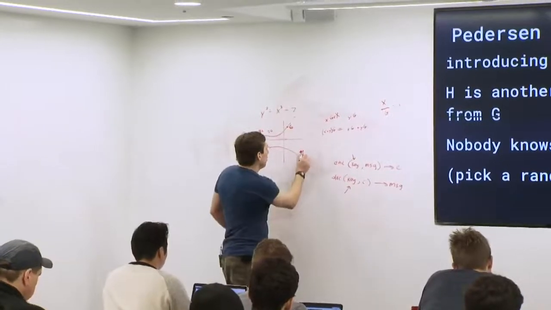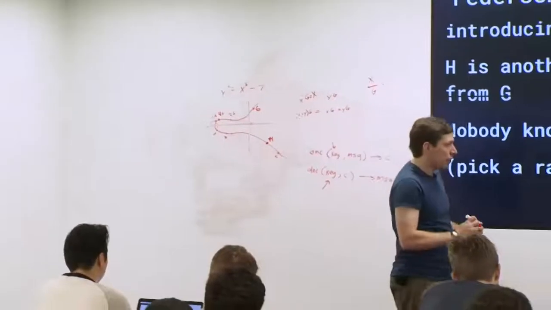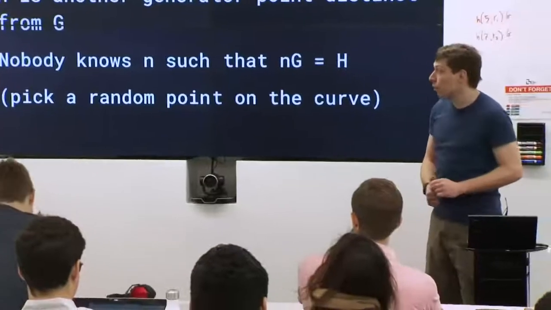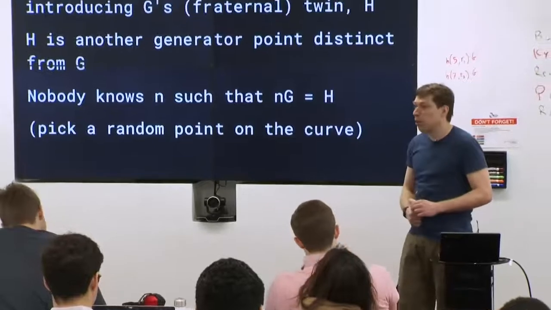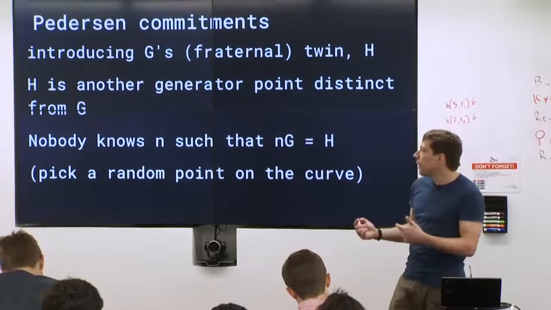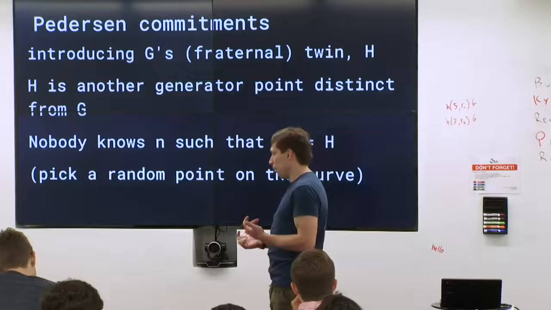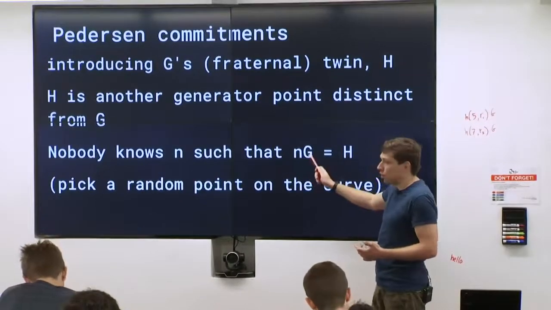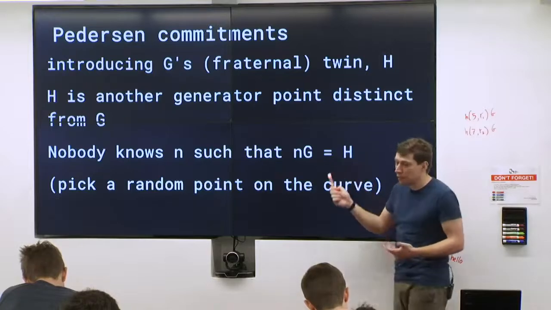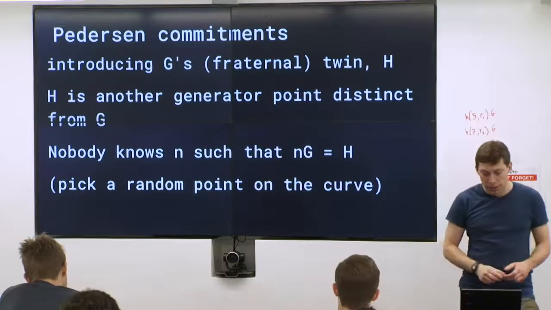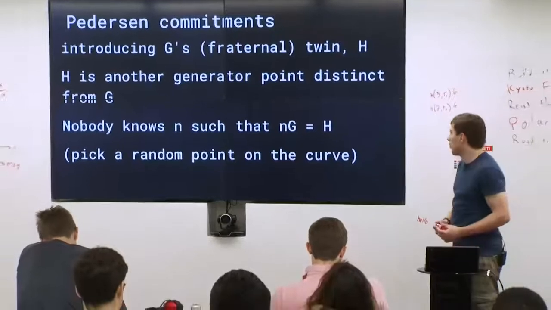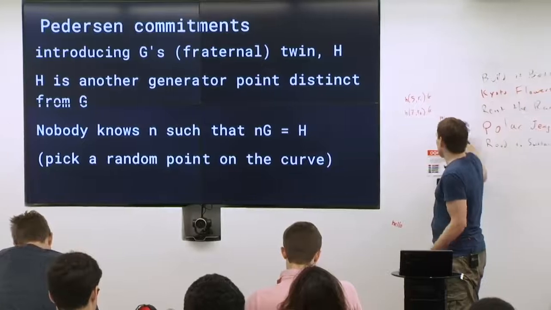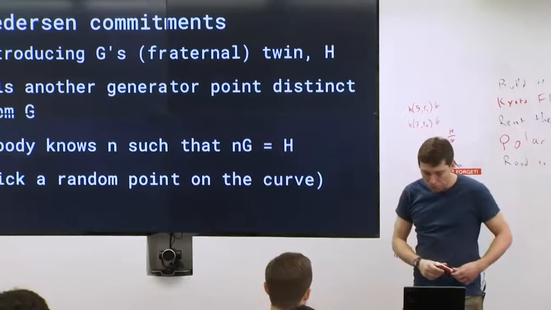You also need to make sure that nobody knows n such that n times g equals h. That n might exist, but you want to be sure that no one knows what it is, because if you know how to move between g and h, then that'll break this. But if you take two random points, g was randomly chosen, and you chose a random h, this shouldn't be possible, right? That would be breaking the discrete log problem. So I shouldn't be able to compute what h divided by g is.